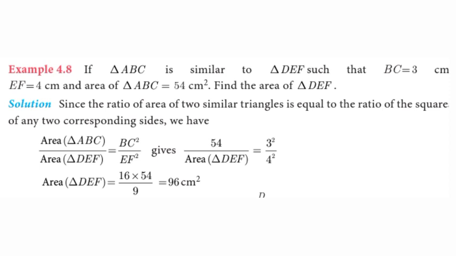We find the area of triangle DEF. What is 3 square? Yes, 9. 4 square is 16. Cross multiplying, 54 into 16 divided by 9. Cancel the value: one 9 is 9, six 9s are 54, so 6 into 16 equals 96 centimeter square. Area of triangle DEF equals 96 centimeter square.